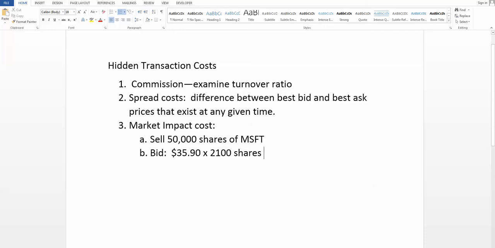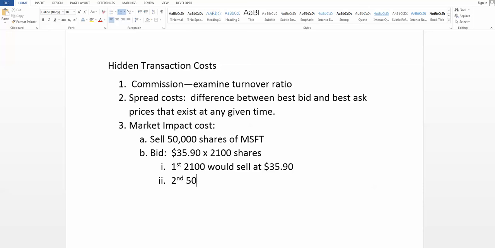So I decide to actually initiate my transaction. The first 2,100 shares would sell for about $35.90. But after that, the prices get worse. Because I am selling, the prices that I would receive would drop. Basically, there's an extra supply of 2,100 shares that this dealer has now. But I'm trying to sell some more. I want to sell a total of 50,000.